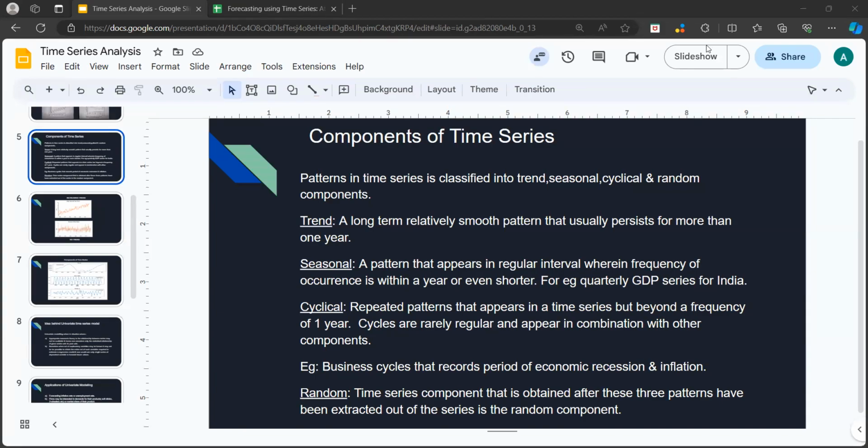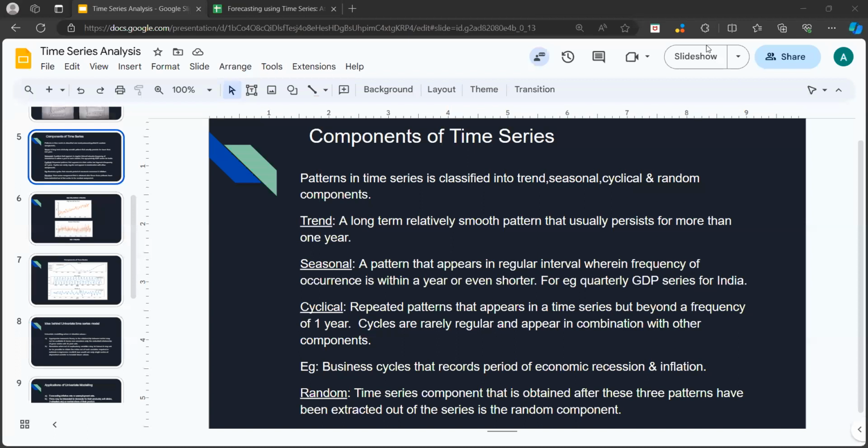Okay, so in the cyclic part, the interval is more than 1 year. You can see an example of recession and inflation. When we have a recession, the economy is going down, and then with inflation the price is going up, and similarly it goes on. And after a few years, if there is again a recession, it goes down again. So you can see the time period of this is greater than 1 year, so we'll call it cyclic.